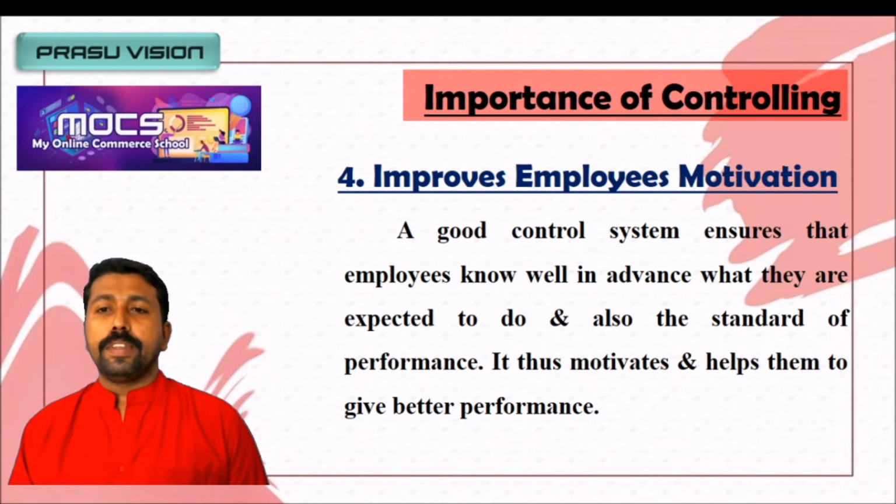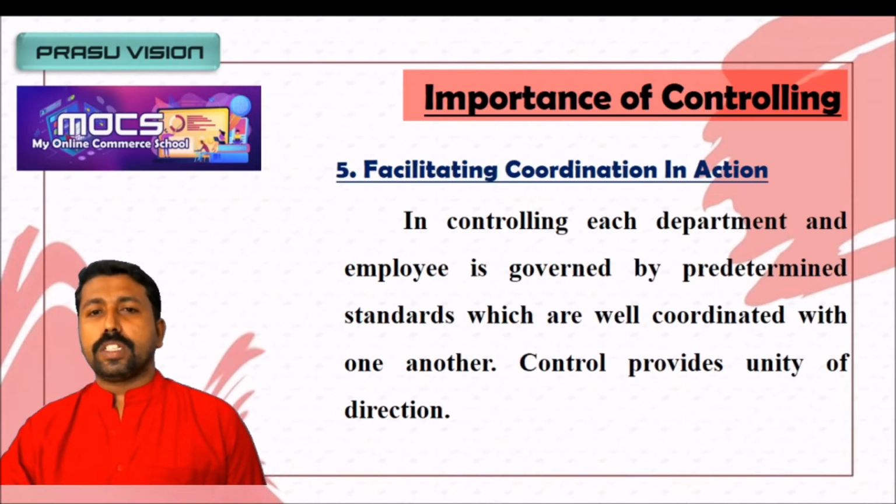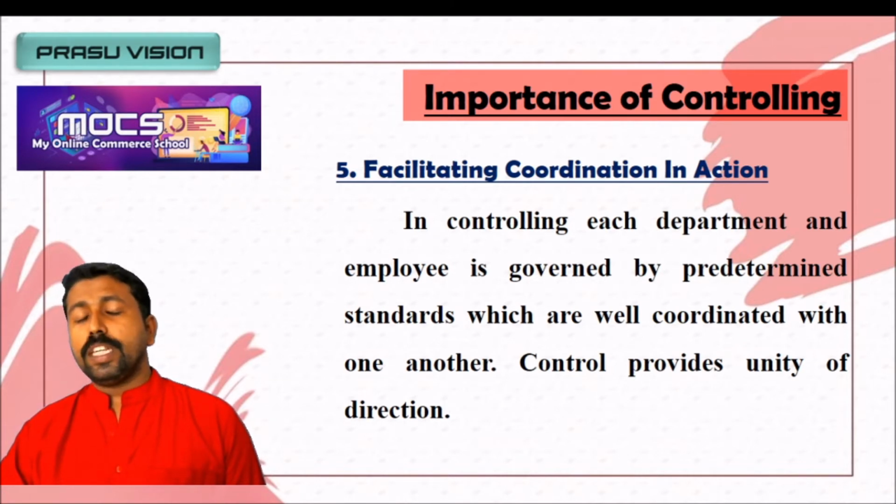So, a good control system ensures that employees know well in advance what they are expected to do and also the standard of performance. It thus motivates and helps them to give better performance. The majority of organizations give a good salary and other financial motivations only based on the performance of the employees, and they fix a standard or a target. Those employees who achieve more than the standard will get higher financial motivation. So it always increases the motivation level of employees through a better controlling system. That is another thing. It improves employees' motivation, especially intrinsic motivation. The motivation comes from within the mind.